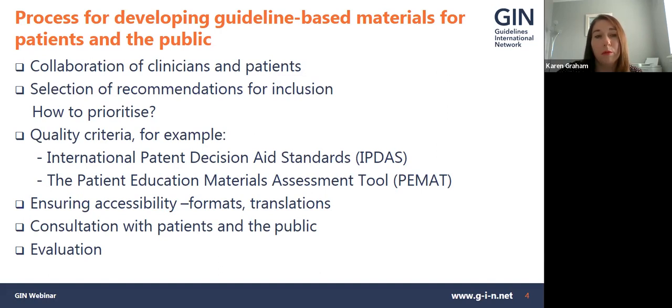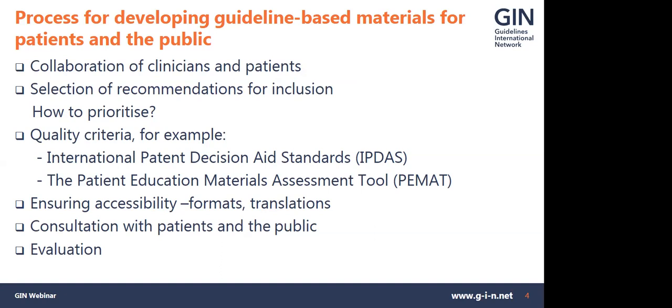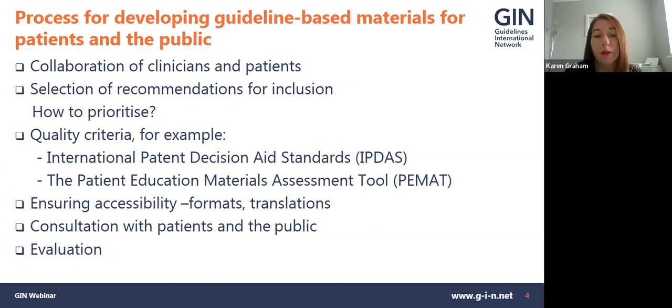And it's very important when you're producing information for patients and the public that you have a consultation process in place for that. And in the GIN Public Toolkit, there's various information on consultation, and there are different forms within that as well that people can use when they're consulting with patients and the public, because you want to make sure that the information that you produce is usable by people and acceptable to people as well.